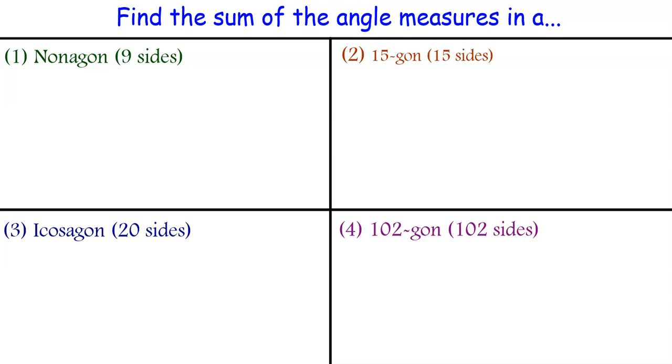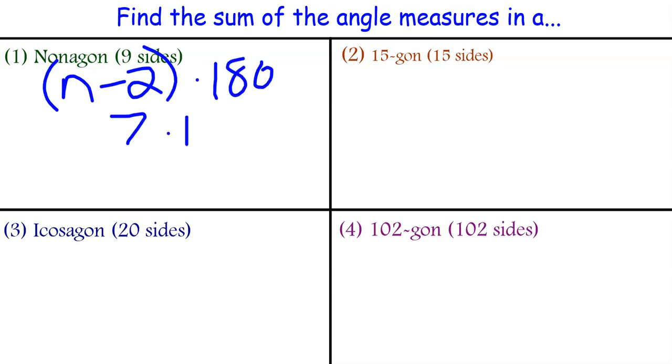So for a nonagon with 9 sides, the formula again is n minus 2 times 180. So 9 minus 2 is 7. And 7 times 180 gives us a total angle measure of 1,260 degrees. That may seem like a lot of degrees, but remember a nonagon has 9 sides, and each of those angles can be pretty big as far as that's concerned, and also we can split it into 7 triangles.